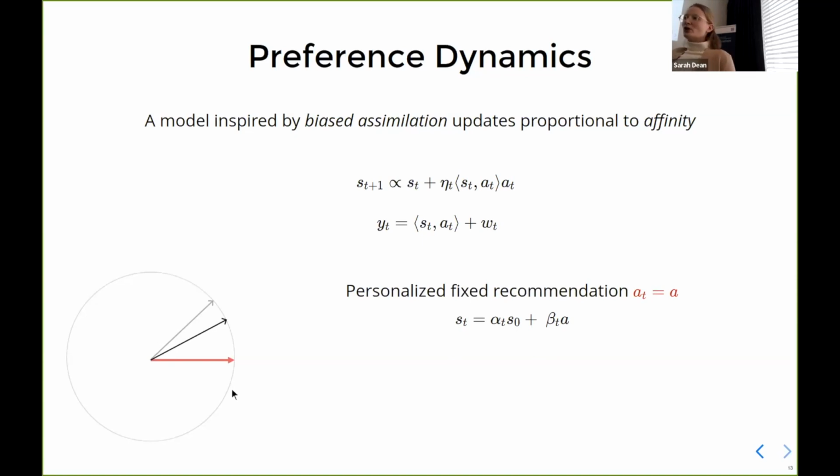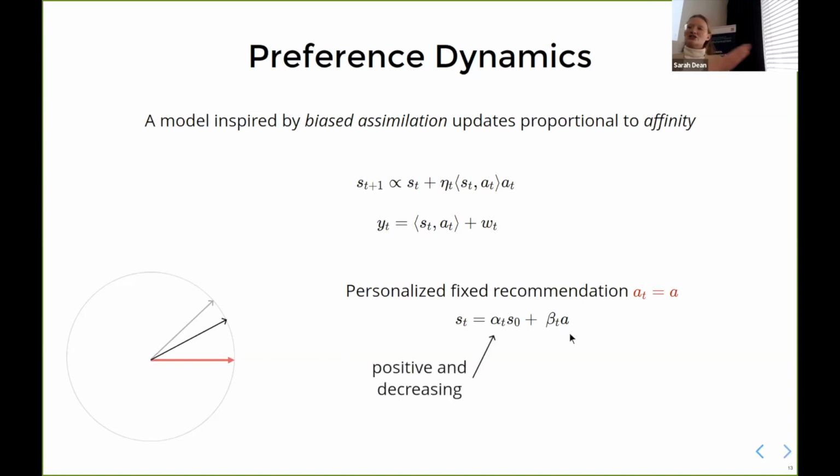So maybe one thing to note, a very simple observation that essentially leads to all of our results, is that if you fix a recommendation, so my action is just fixed at A for all time. Let's say I'm recommending maybe not the same song, because that sounds a little too simple, but the same artist or the same playlist at all times to a user. This model says that their state has a closed form solution that is a linear combination of their initial state, their initial preference, and the vector representing whatever I'm recommending.